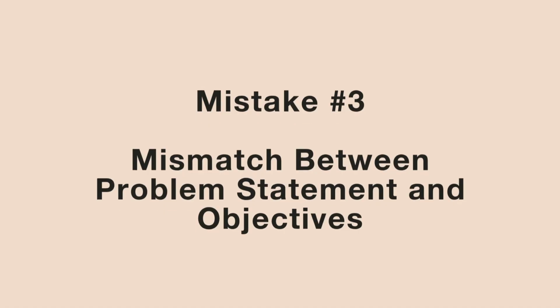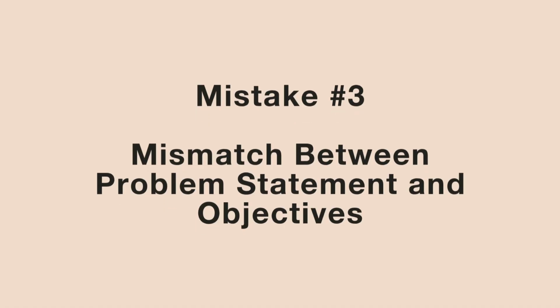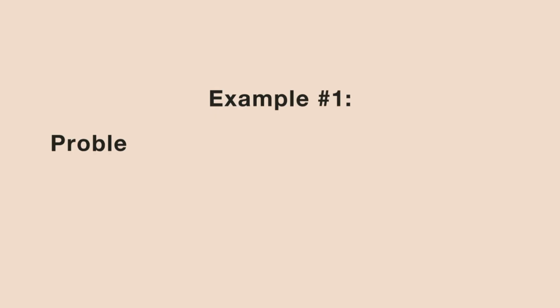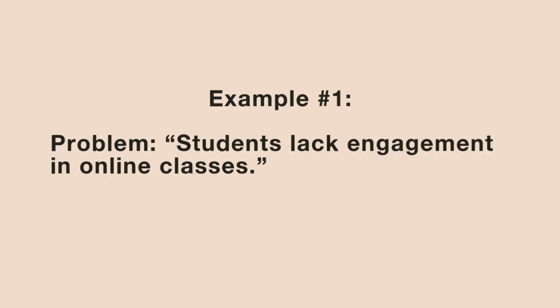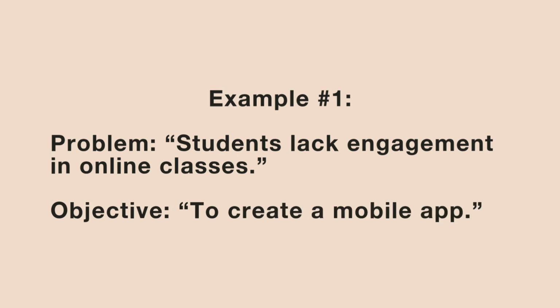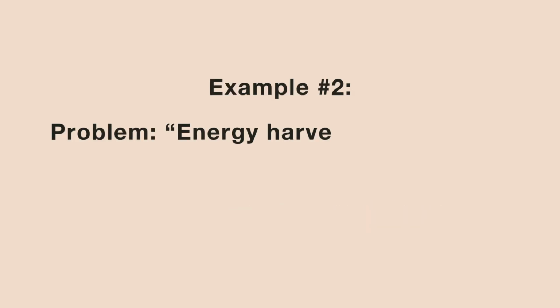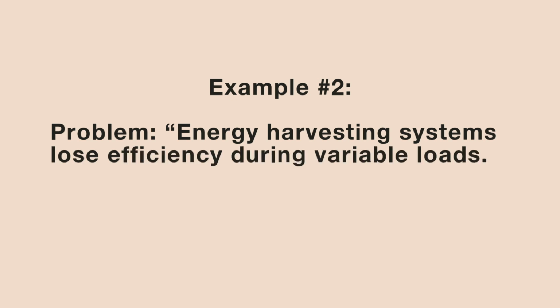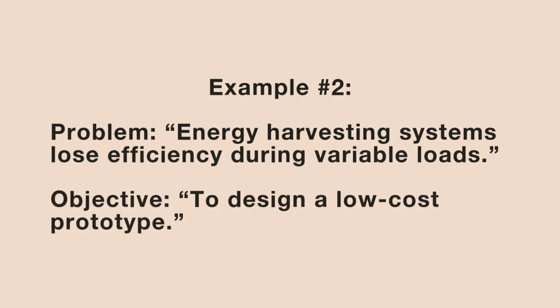Mistake number three: mismatch between the problem statement and objectives. Sometimes the objectives listed don't directly solve the identified problem. This disconnect often weakens the whole logic of the paper. For example, the problem is students lack engagement in online classes, but the objective is to create a mobile app. Or the problem is energy harvesting systems lose efficiency during variable loads, and the objective is to design a low-cost prototype. You can see that the solution isn't really clearly tied to the problem, and the reader is left wondering how the prototype or this solution addresses the issue or the gap.